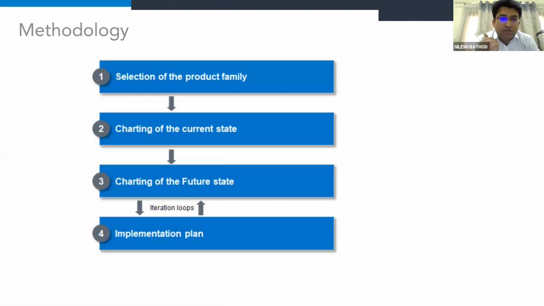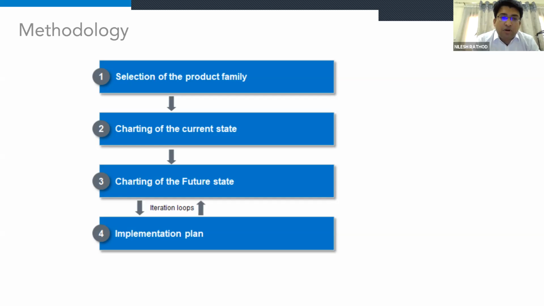So these are the 4-step methodology. First, selection of the correct product from your ideas. Suppose your company is manufacturing 200 various products, so you can't draw value stream mapping for all the products. You have to select a single product which has a high volume or high business in terms of money.